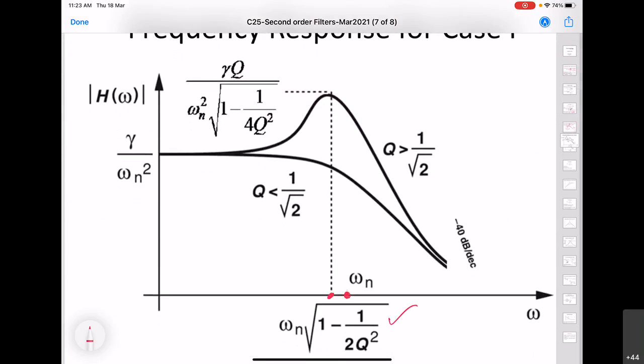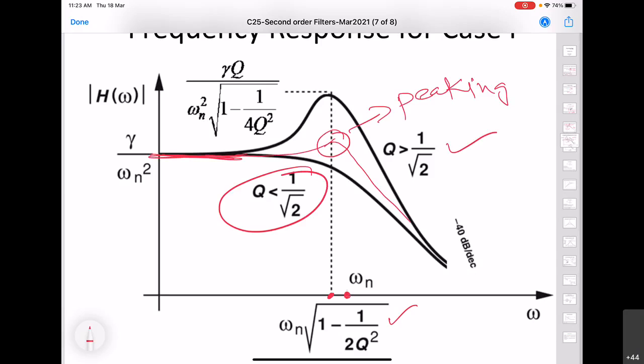So here what happens is that the peaking, that means this curve will start rising above this value for q greater than 1 by square root 2. So whenever q is greater than this, we will start seeing this peaking. And whenever q is less than 1 by square root 2, that means less than 0.7071, there will be no peaking and it will smoothly decay. And for q is equal to 0.5, the Bode plot gives the best approximation to this transfer function.